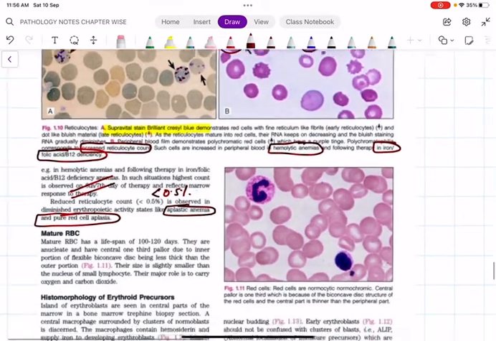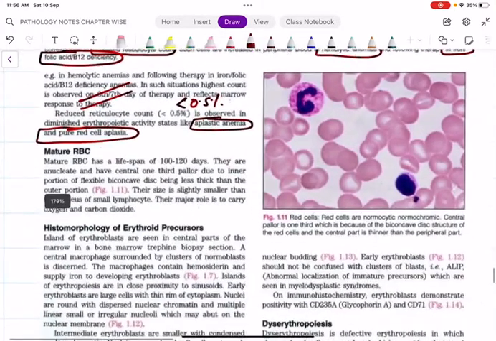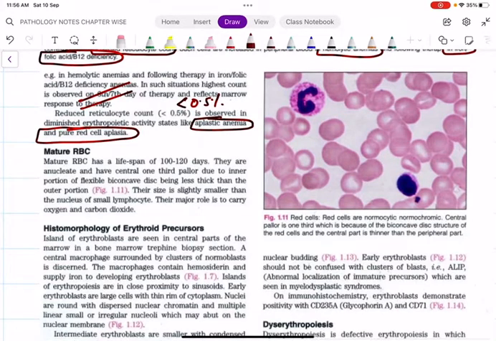Fine, okay. See, these are the mature red cells. These are the mature RBCs. You know that they are anucleate. Lifespan is 120 days. Central one-third pallor. It is biconcave in shape. Their major role is to carry oxygen and carbon dioxide.